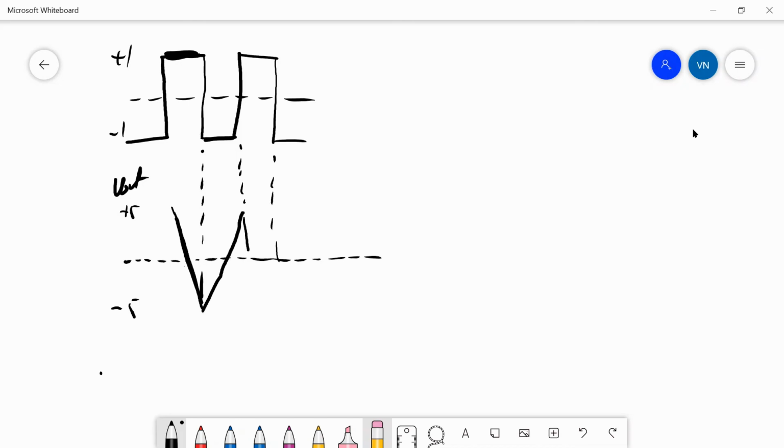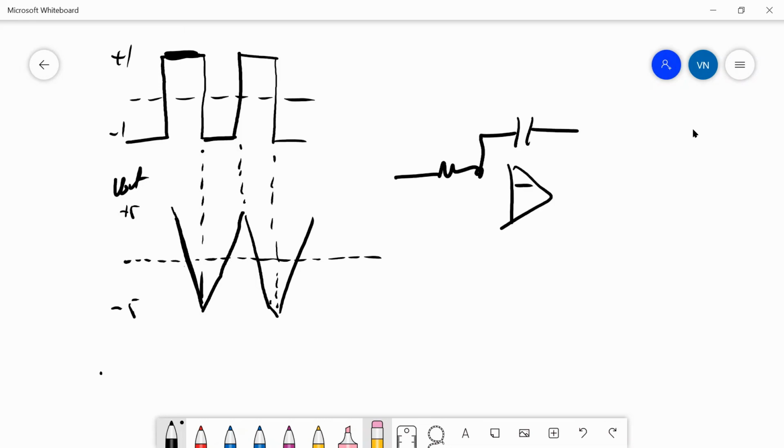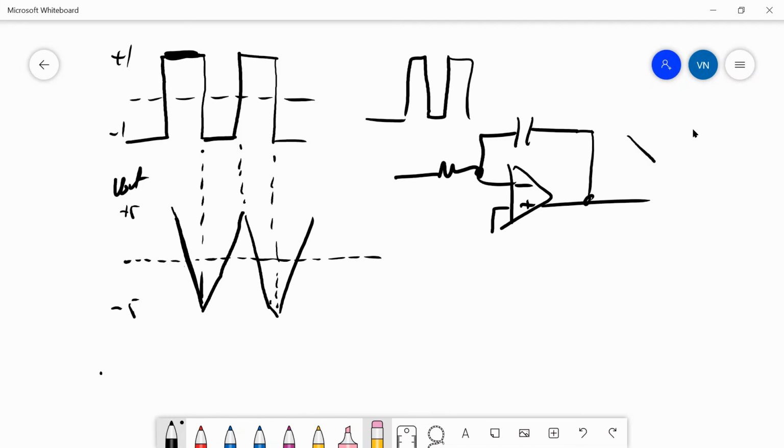And then it would fall 10 volts, and then rise 10 volts. So you're putting a square wave into the integrator circuit, and on the output, you're getting an inverted triangle wave.